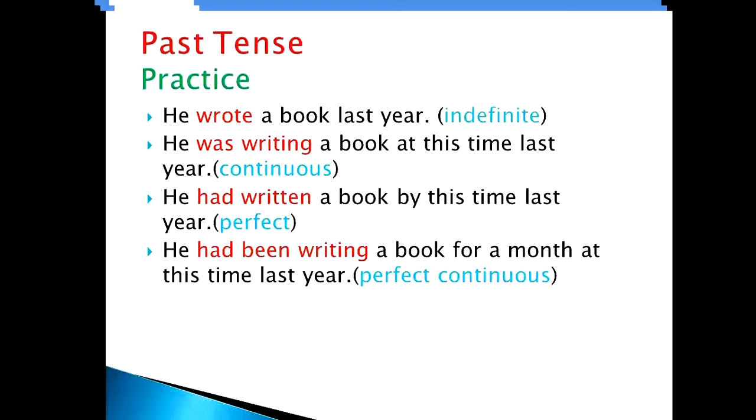He was writing a book at this time last year. In this sentence, we are talking about an action that was going on at a particular time in past. Therefore, we have used continuous aspect of action.